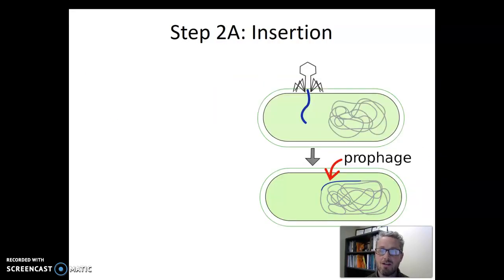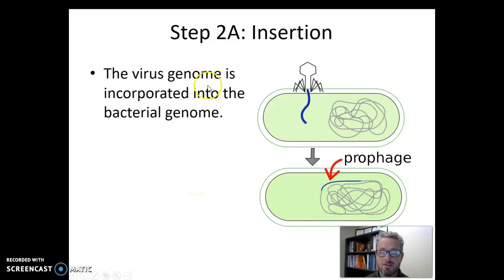So in the lysogenic life cycle, we're going to call this step 2A, we get insertion. So the top of this diagram is entry. The virus genetic material is entering the cytoplasm of the cell. Insertion is when that viral DNA becomes incorporated into the genome of the bacterial cell. So the virus genome is incorporated into the bacterial genome. Their pieces of DNA are connected together.